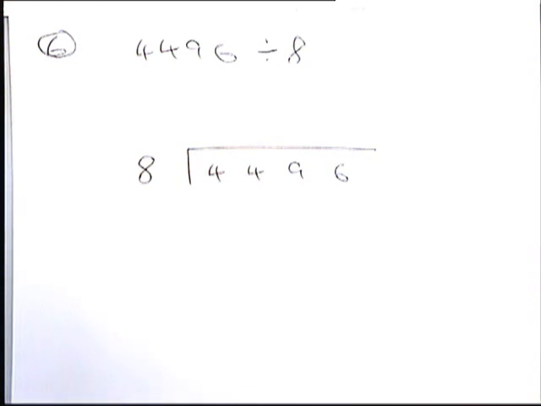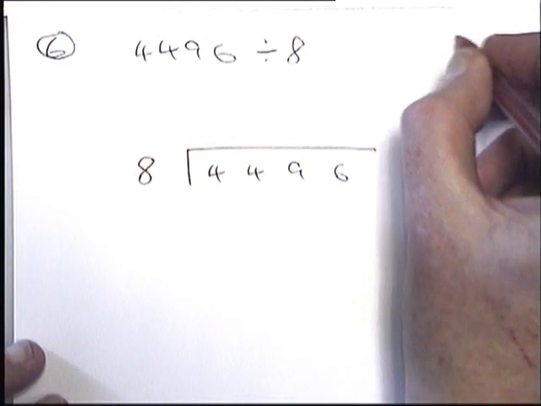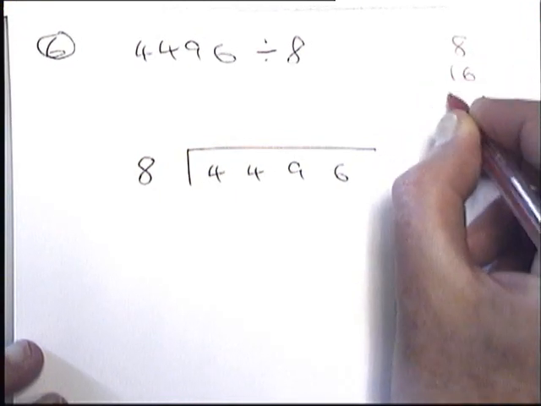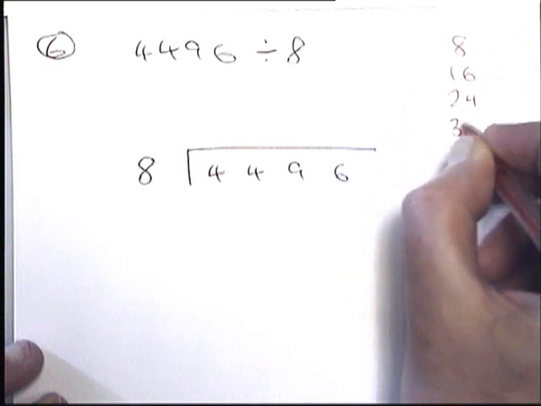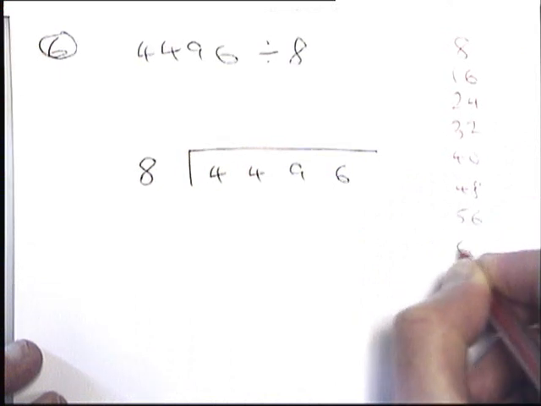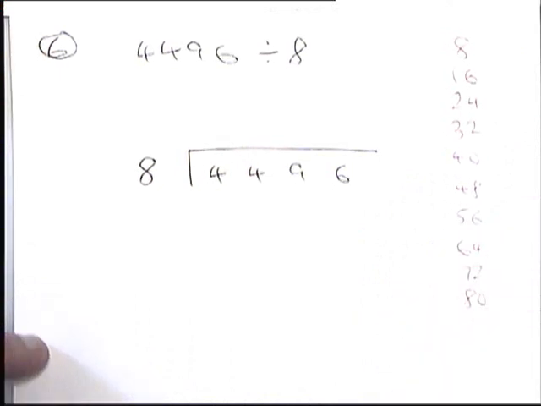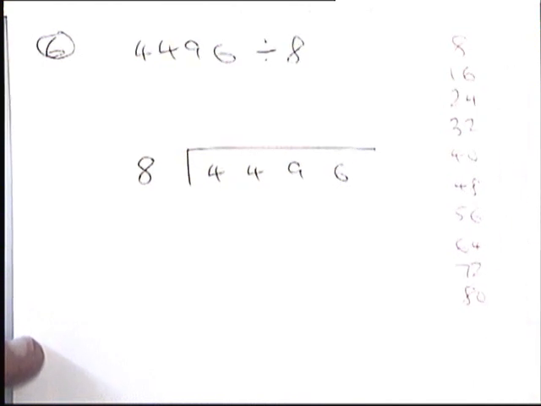Now to do this we will be using our 8 times table. So it's useful just to write the 8 times table down at the side. So 1 8 is 8, then it goes 16, 24, 32, 40, 48, 56, 64, 72 and 80. Now if you know your 8 times table, brilliant.